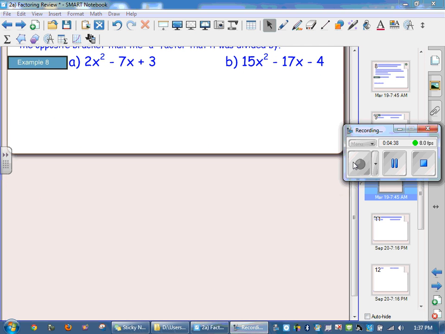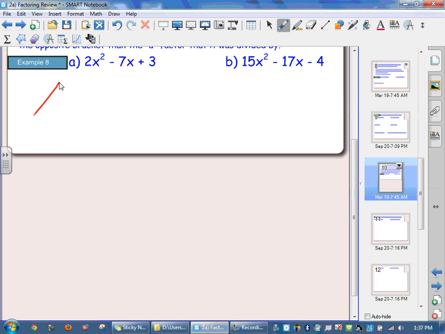Okay, on letter B, again I start with my diamond. I put A times C. 15 times negative 4 is going to give me a negative 60 on top. And I have a negative 17 as a B value that goes in the bottom. Now I've got to factor A times C.